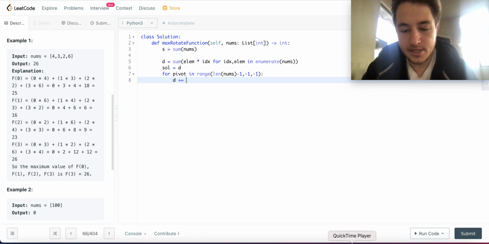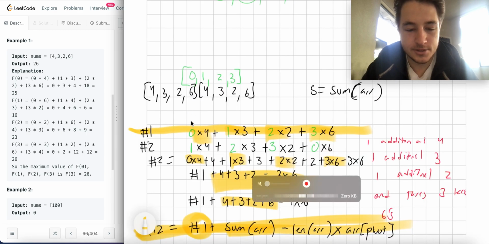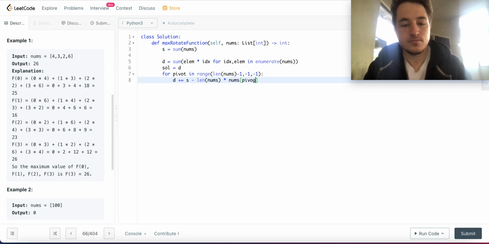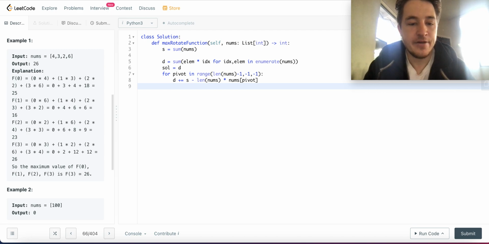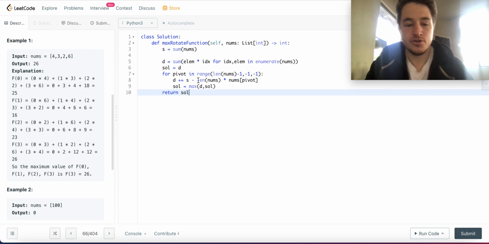So D equals D plus the sum of the array minus the length of the array times the pivot point. Okay. So D equals D plus the sum of the array, which is S, right? A constant operation because we pre-computed it, minus the length of the array, which is nums, times the pivot point, the number at the pivot point. So that'll give you the next sum, and then you can just see if that's a better solution. My variable names today are really bad. Sorry. And then when you're done, you just return the solution.